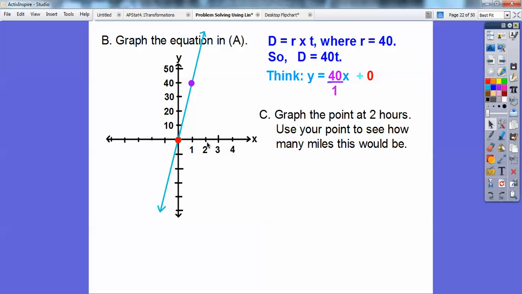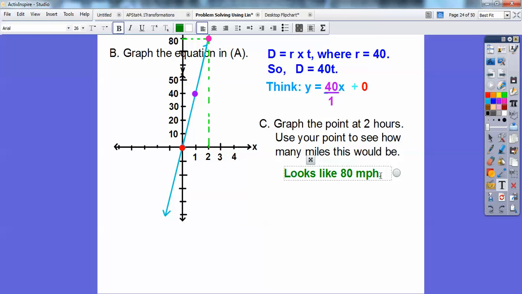So what I'm going to do is draw a straight dotted line up. If you have a ruler or a straight edge, I'm just going to draw it straight up, okay? And then I'm going to go straight over right there. To me, it looks like it's going to be about 80 miles, not 80 miles per hour, 80 miles, okay? Doesn't that look like about 80 miles up there if you did the tick marks right?